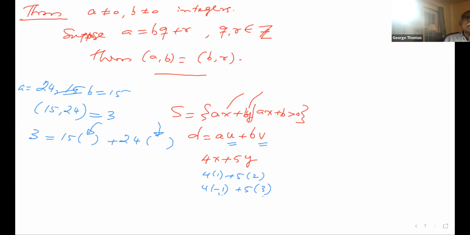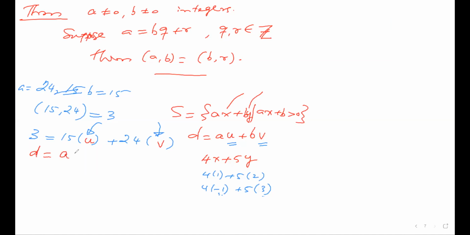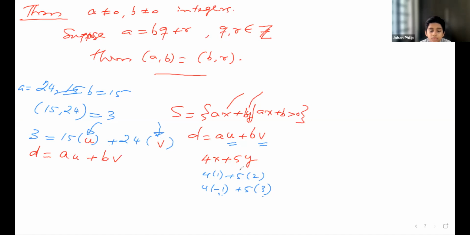This is what U is. Are you with me? D equals AU plus BV. Get it? Yes, sir. That's how come we called it AU plus BV.